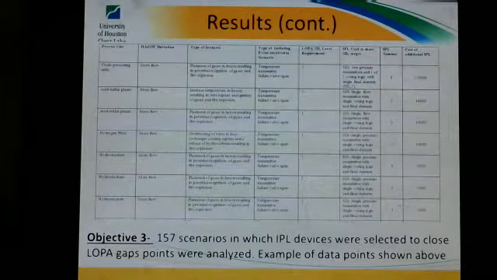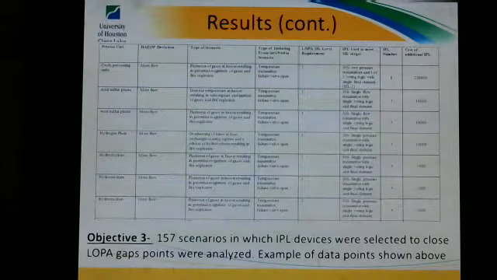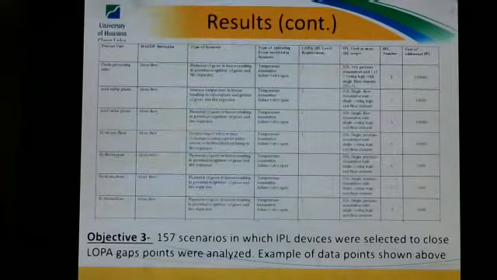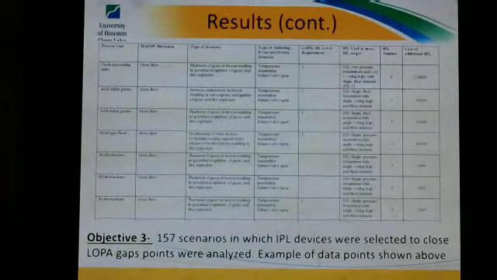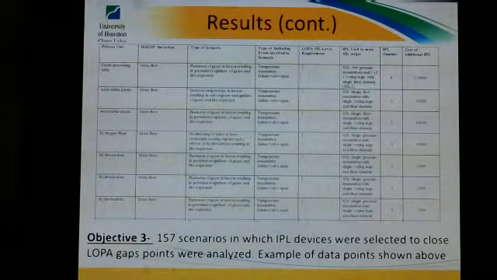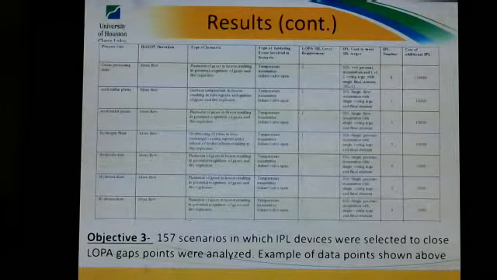Okay, for objective 3, we had 157 scenarios in which an IPL device was selected to close the LOPA gap. And of course, shown above is an example of the data points that we used in the study. As you see in the table, the first 5 columns are the categories or factors that we used in our single and multiple regression models.